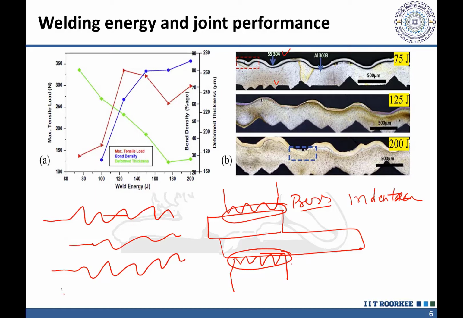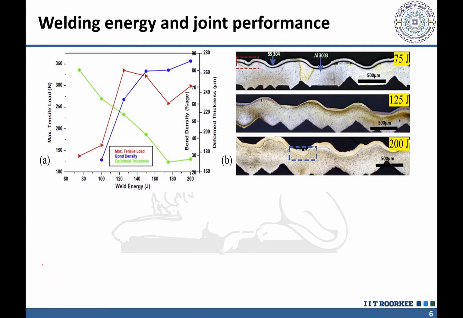Okay, so this is one aspect where, due to the application of the pressure, thermal softening, and these special indentation marks being developed on the surface of the base metal, thinning of the base metal takes place. So these are, you can say, indentation marks being developed in the workpieces.